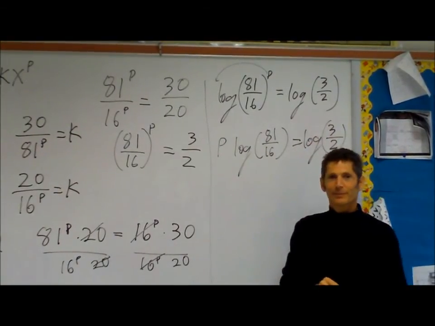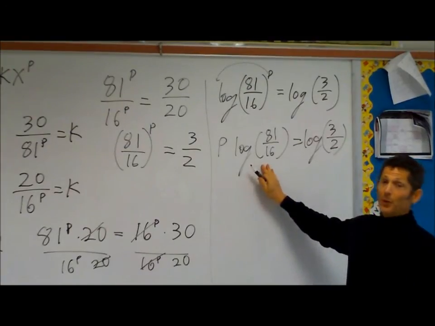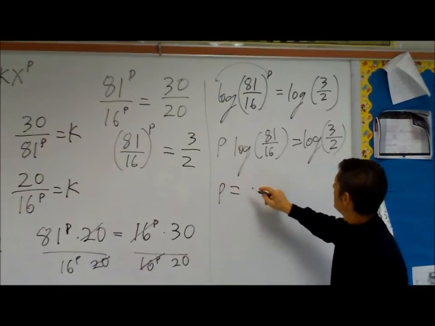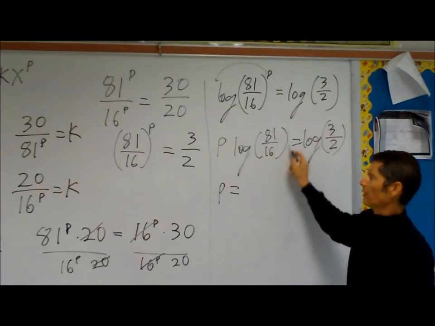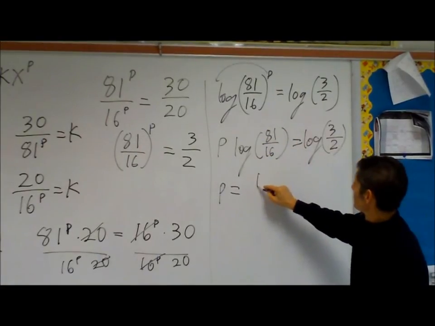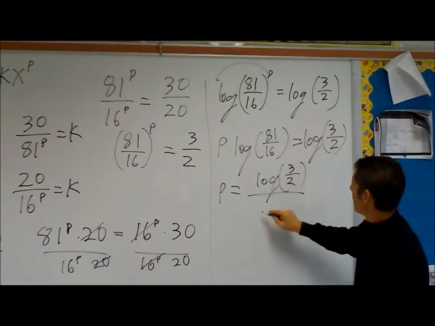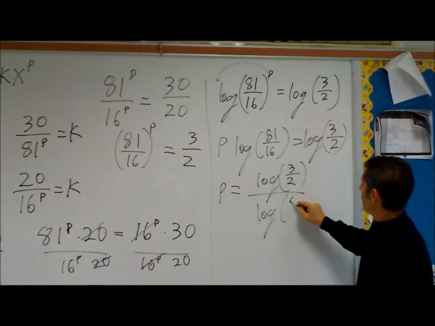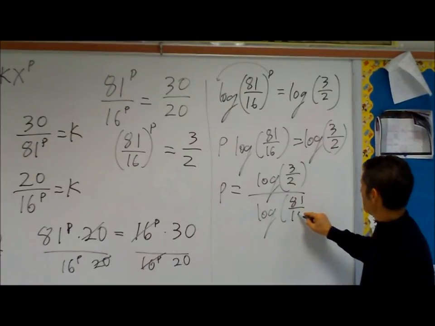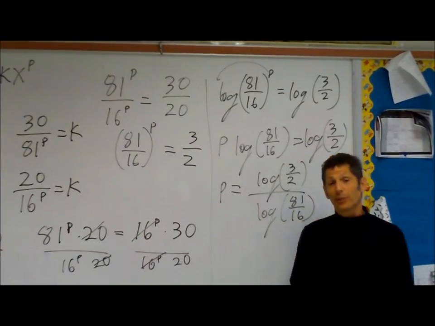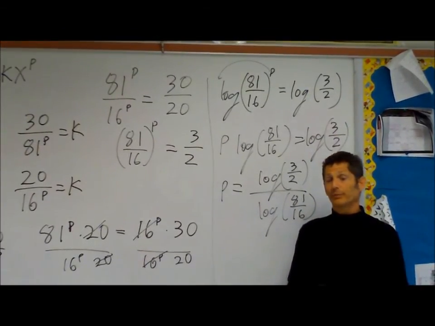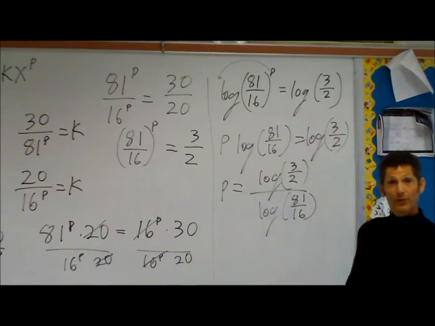I want to get p by itself, so p is equal to, I'm going to divide both sides by this whole guy. Log of 3 over 2 divided by log of 81 over 16. This is just going to be a calculator maneuver. Stick that whole thing in your calculator, and make sure your parentheses are there.